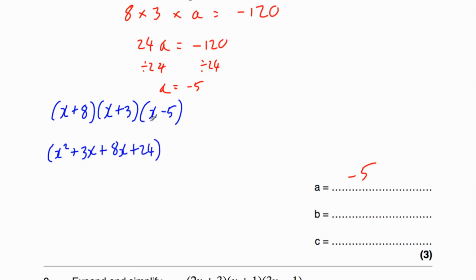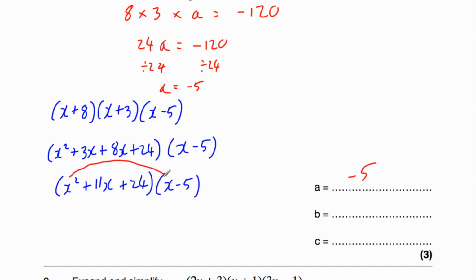And we've still got to multiply that by x minus 5. Now, simplifying this, we've got 3x plus 8x, that's 11x. So our brackets would be x squared plus 11x plus 24. That's multiplying out the first pair of brackets, and we're still going to times that by x minus 5. So now let's expand again and see what we get.